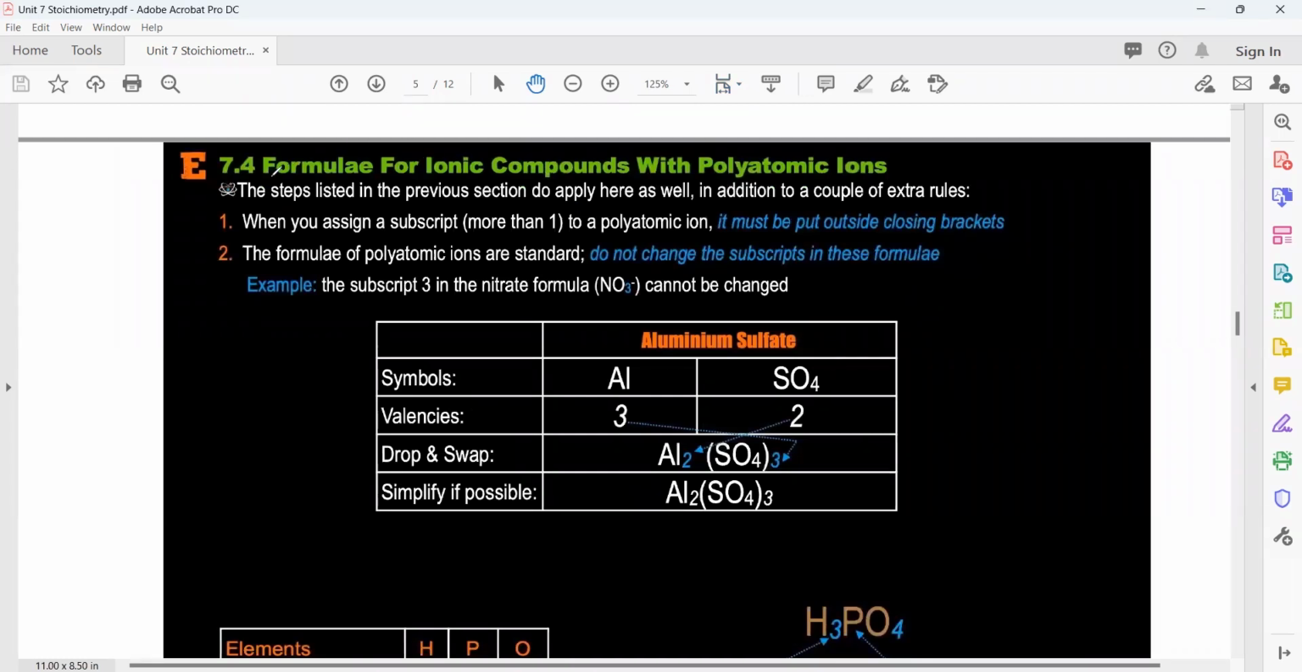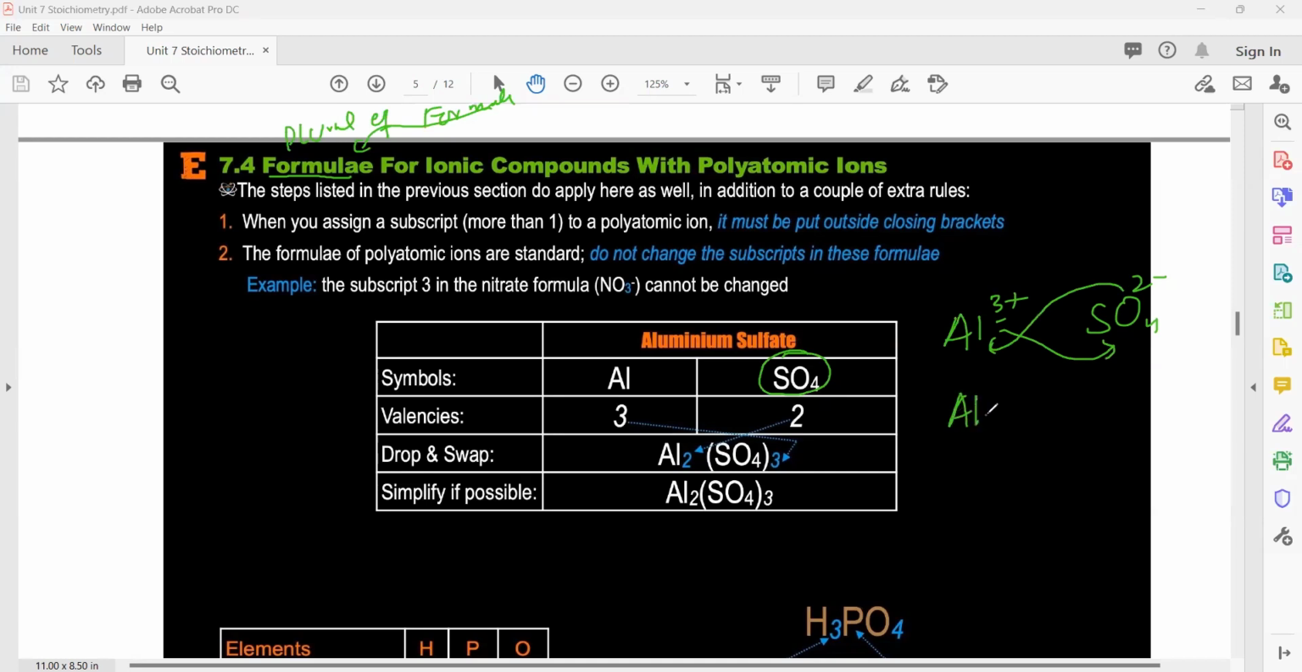Now, the formulae I told you about. If you have a polyatomic ion, as we just discussed, for example, aluminium is 3 plus and sulfate is 2 minus. In that case, the 3 and 2 are not similar, so you cannot cancel them. This 3 will go under this one, and the 2 will come here.